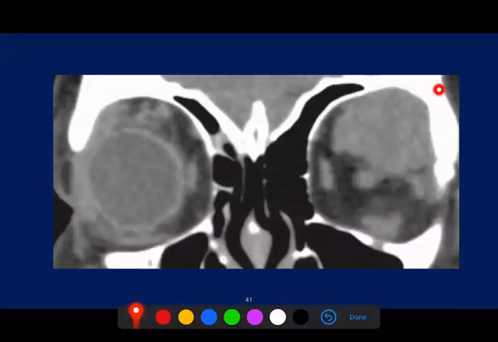So what's the most likely diagnosis? Anyone? Any volunteer? Yes, someone is writing in the chat, polymorphic adenoma. Okay, excellent.